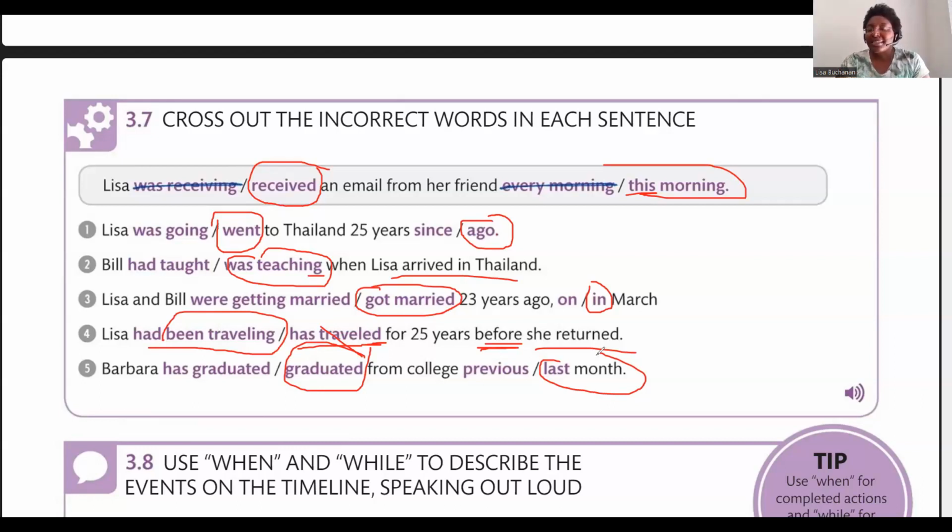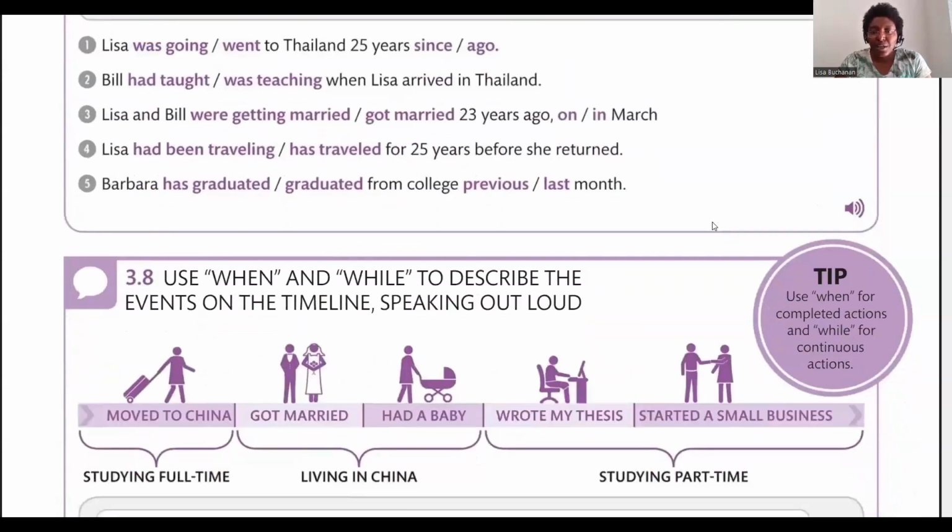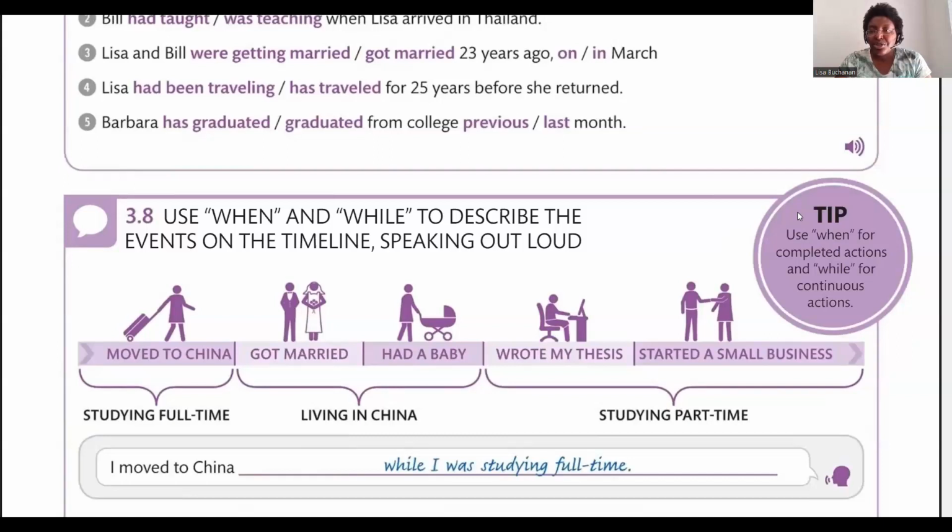So I can do a more extensive talk about tenses, but here's just to get you a little familiar with talking about our life experiences. Let's move down to the tip. And 3.8, interesting tip. We use "when" for completed actions and we use "while" for continuous actions. So that's all you need to know. If it's completed, we use "when." If it's continuous, it's still going on, then we use "while."